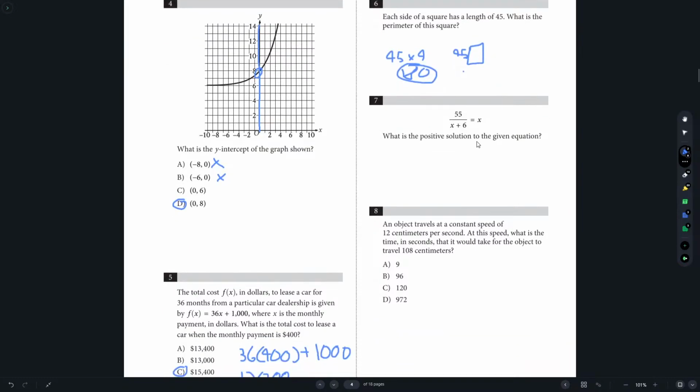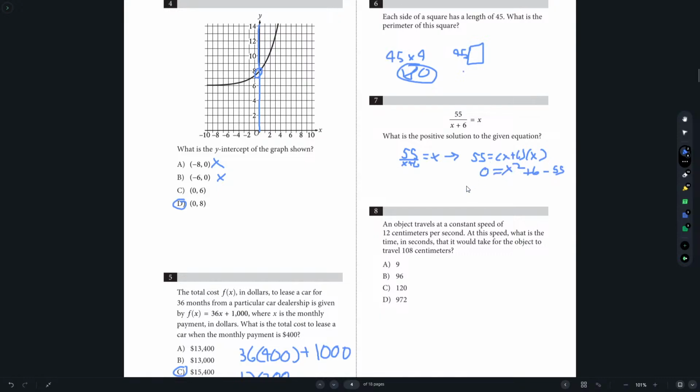What is a positive solution to the given equation? Okay. 55 over x plus 6. We can multiply x plus 6 to both sides. So let's write this here. Multiply x plus 6 to both sides. We get 55 is equal to x plus 6 times x, which is x squared plus 6x minus 55, after we multiply out the x plus 6 and the x and move the 55 over.